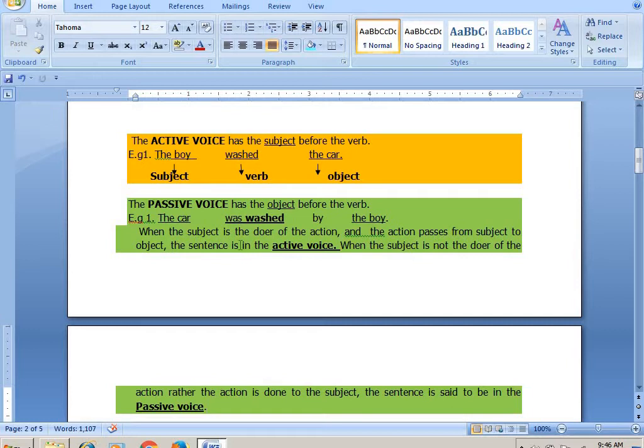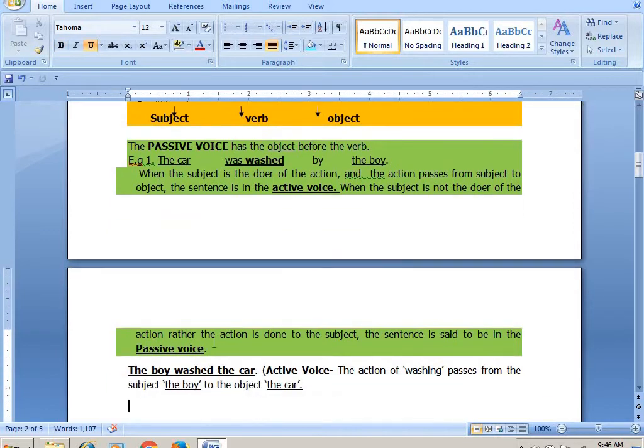When the subject is the doer of the action and the action passes from subject to object, the sentence is in the active voice. When the subject is not the doer of the action, rather the action is done to the subject, the sentence is said to be in the passive voice. So students, in the passive voice, what we understood?